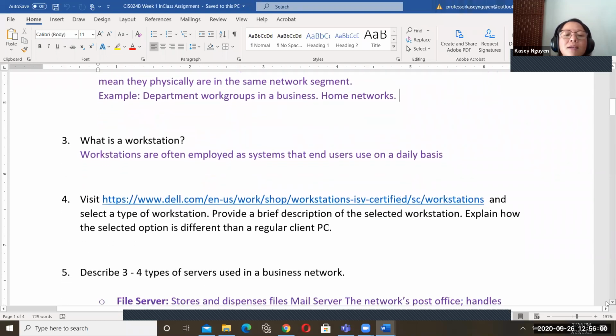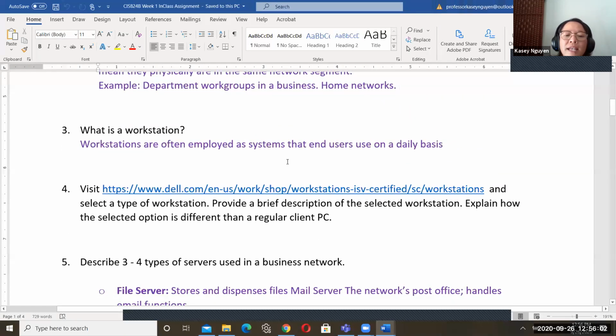Okay, all right, a workstation. Now, the way the book talks about this is that it is a powerful system that's supposed to handle a lot of use, and you want that in a business environment. A lot of the time people refer to a workstation as a physical desktop computer, but that's not always true.